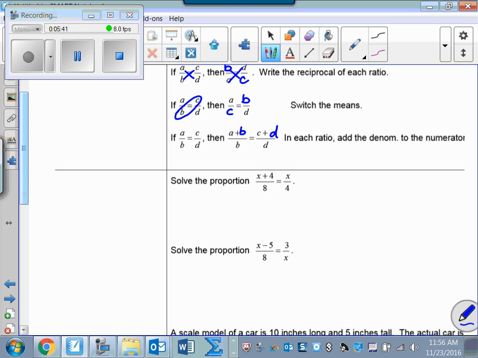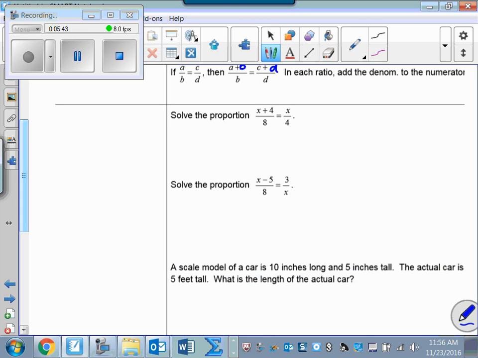All right, now that we know those properties, let's solve a few more proportions. Let's see, I know I need to take the cross product. I know I need to simplify my ratios first. Everything's simplified, but hey, what if I do this? What if I switch my means, that's these two, right? What's going to happen if I switch my means? Well, I'm going to have x plus 4 over x equals 8 over 4.